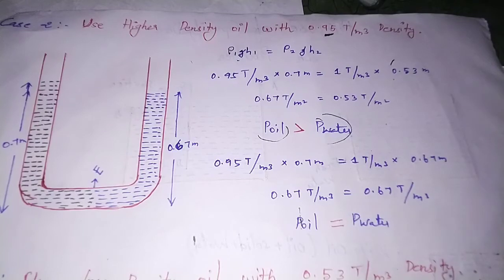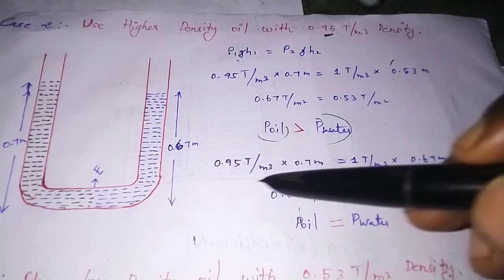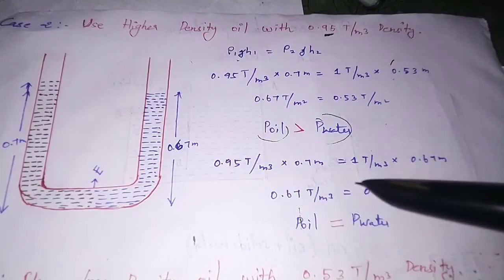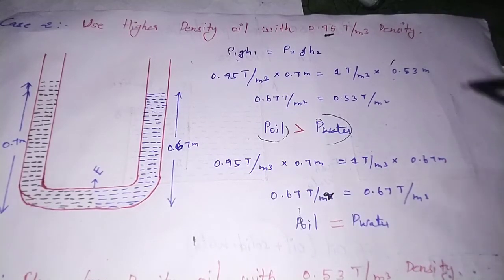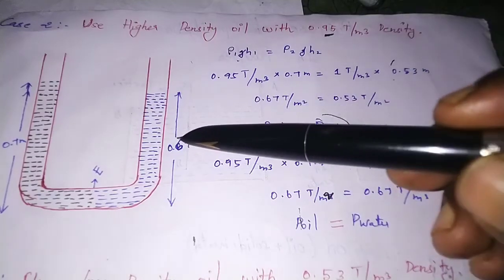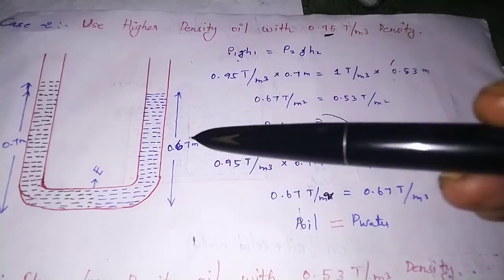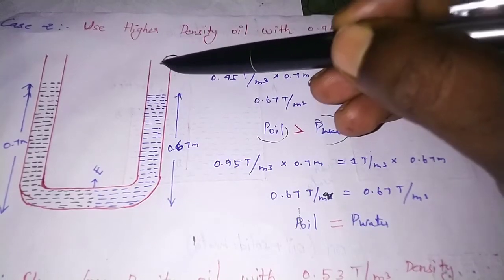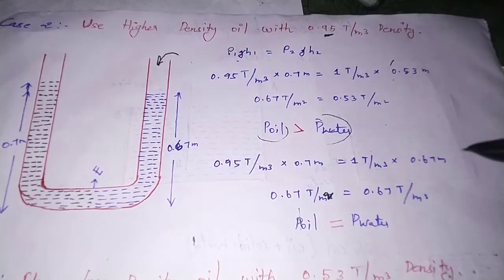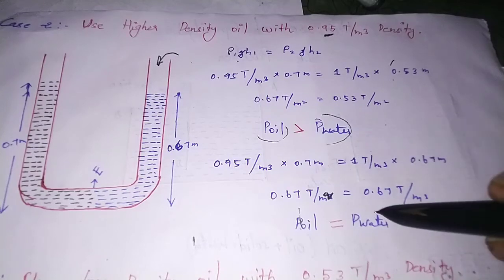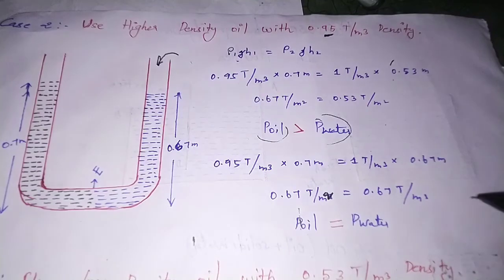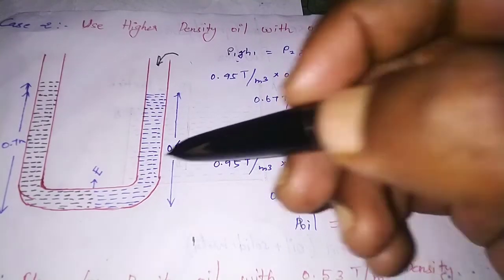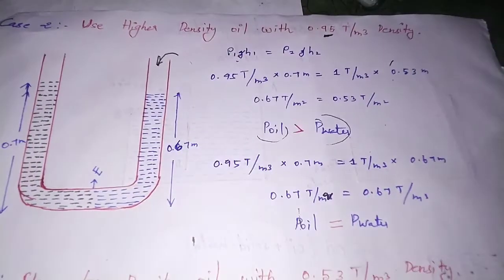So what will happen to the oil pressure and water pressure? Oil pressure doesn't change, so 0.67 ton per meter squared. And here I increase the water head to 0.67 meter, so multiplying that, 0.67 tons per meter square. Here you can see both pressures are equal. Oil pressure and water pressure are equal, and E line will be formed at that point E.